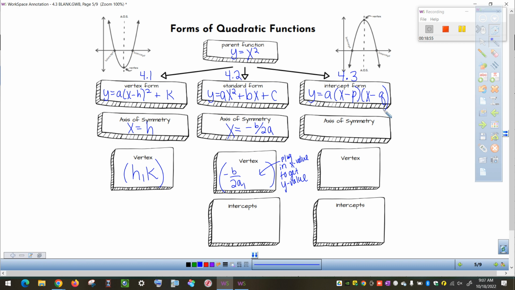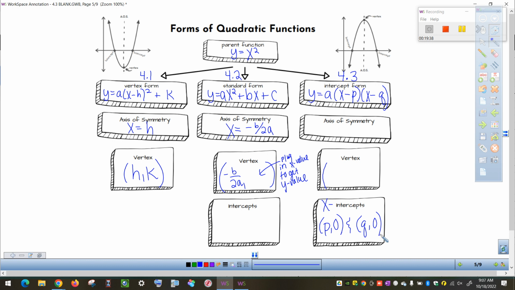All right, so in the intercept form, to get our vertex, we need to figure out the x value that is halfway between our x-intercepts. Let's actually start at the bottom here on this one. Where it says intercept, I want you to write x-intercept. And the x-intercepts are p and q. But I'm going to write these as ordered pairs. So p comma 0 and q comma 0.